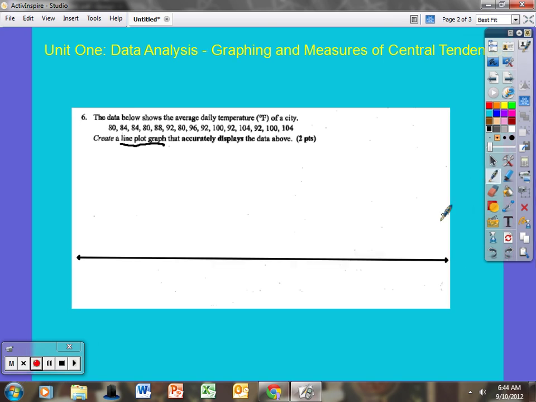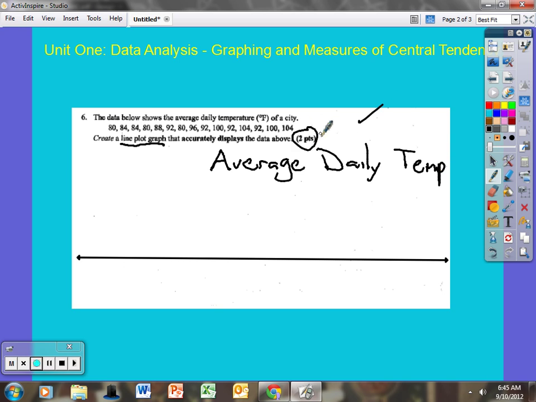The other thing I notice is that whenever I have a graph or some type of data representation, I must create a title. I'll just call it average daily temp, abbreviating temperature. So I have my title checked because it's worth 2 points, probably 1 point there. Now, I need to put these numbers in order from least to greatest. The smallest number I see is an 80.